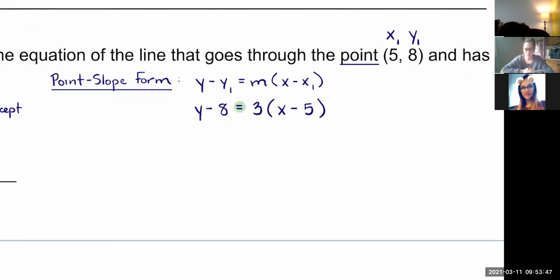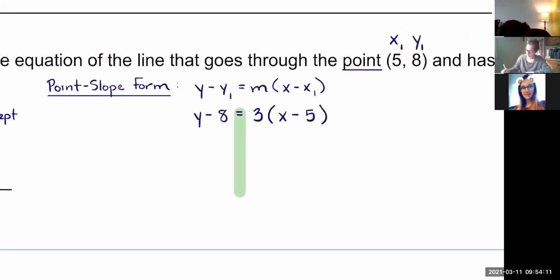Now, the good news is we have the equation for this line, but what form did it need to be in? Slope-intercept form. Well, right off the bat, there's something that catches my eye that's never in slope-intercept form: parentheses. And when I see parentheses, I have the urge to do what? Distribute. Let's see what happens when we do that. So let's distribute the 3 into the parentheses. I'm going to get y minus 8 equals 3 times x, which is just 3x, 3 times negative 5, which is a negative 15. Okay, a little bit better.